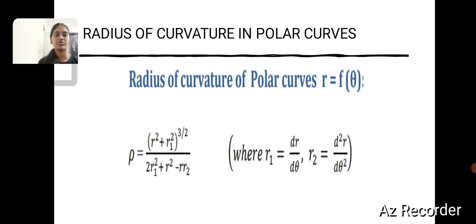For a polar curve r equals f(theta), rho is equal to (r square plus r1 square) to the power of 3 by 2, divided by (r square plus 2 r1 square minus r r2), where r1 is equal to dr by d theta and r2 is equal to d square r by d theta square.